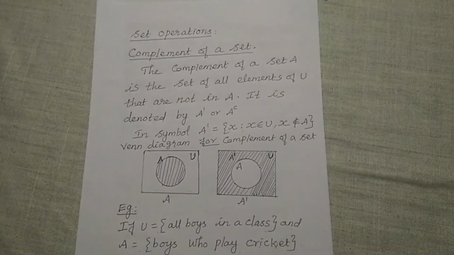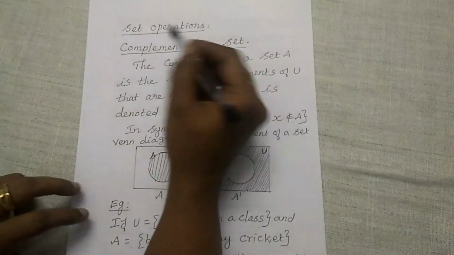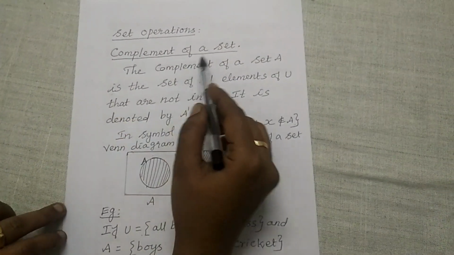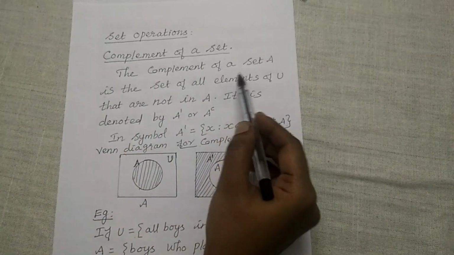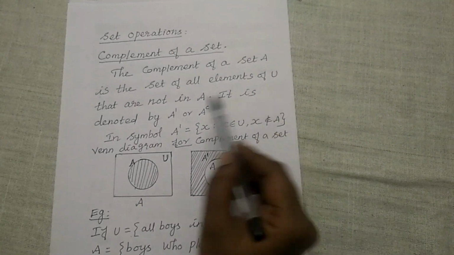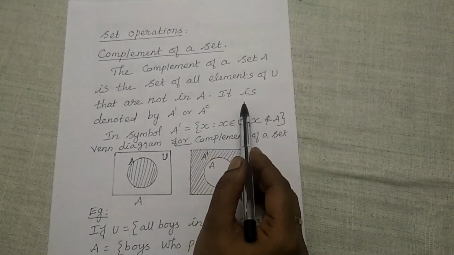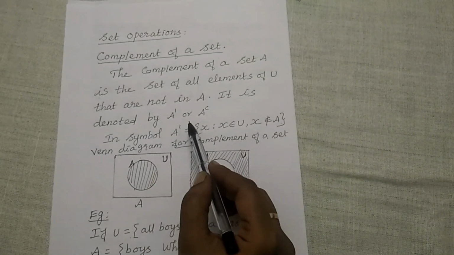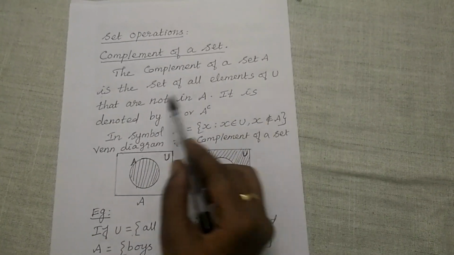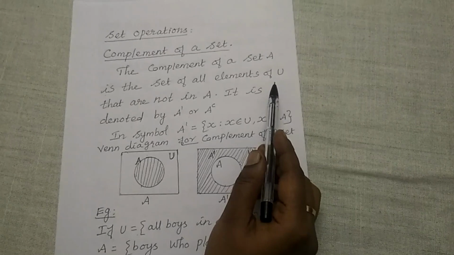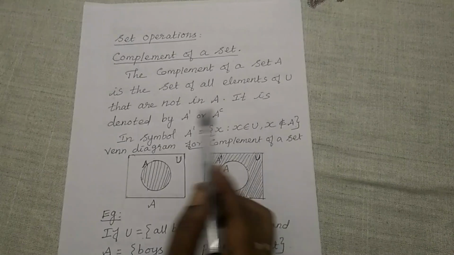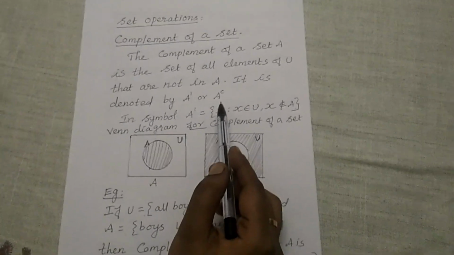Next we are going to say set operations. First one, complement of a set. The complement of a set A is the set of all elements of U that are not in A. It is denoted by A dash or A complement. The complement of a set A is the set of all elements of the universal set that are not in A. It is denoted by A dash or A complement.